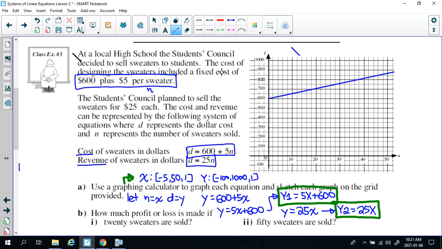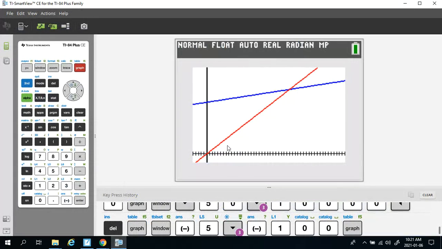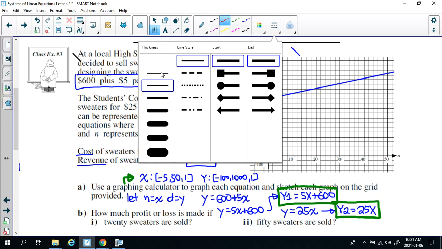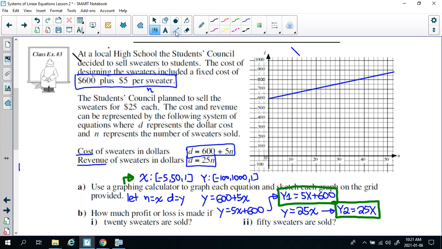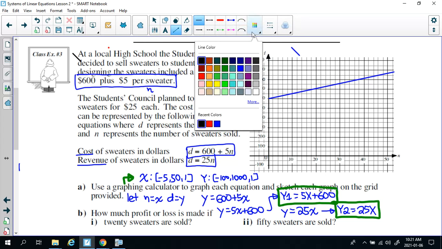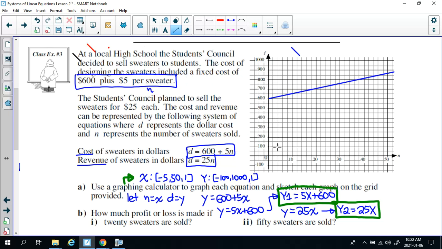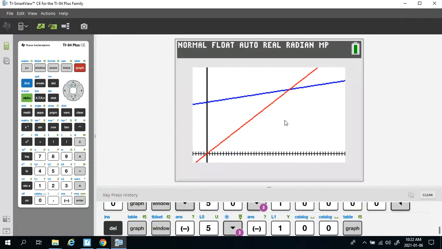Okay, and then the red line starts at 0, and it's going to intersect somewhere around the top point up here. Now again, I'm just sketching this. We'll use the graphing calculator to figure out the intersection point in a moment. Let's grab a line. Let's make this one red. Change the thickness.